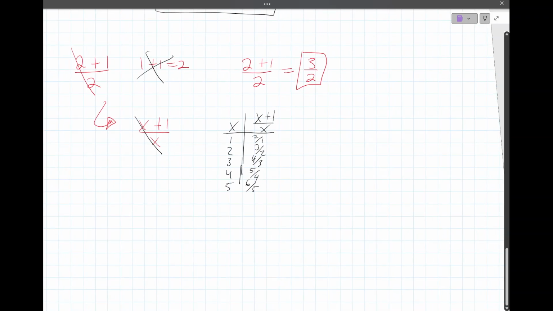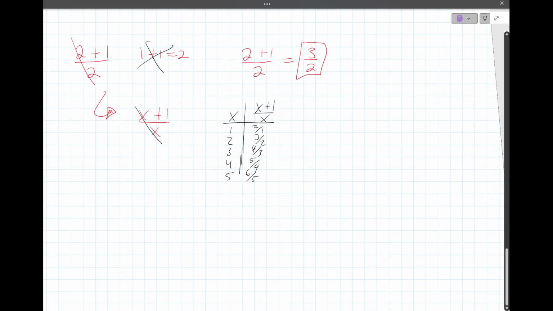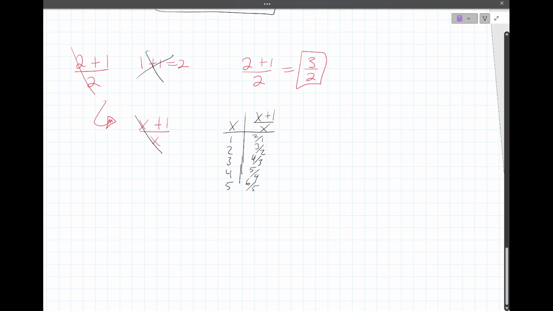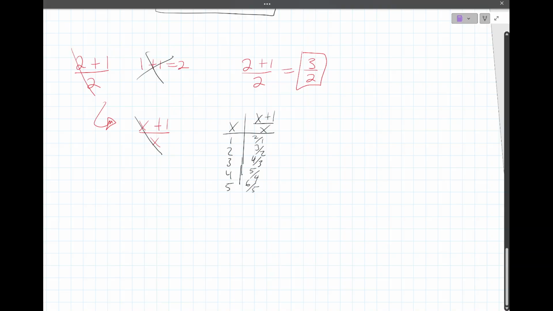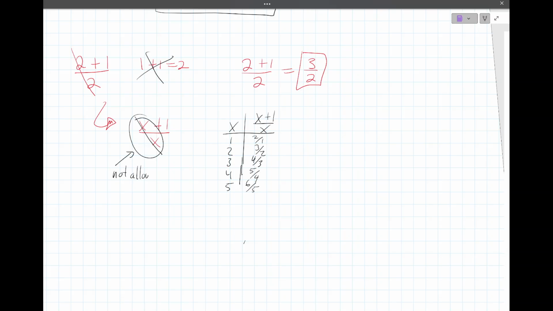So I can't do that. Not allowed. We can't do that. Common mistake. It has to be with factors. What could be allowed is if I had x times 1 over x, then I could do that, and then I just have 1. It's this multiplication here that lets us do it. And when it's addition, that's the problem.